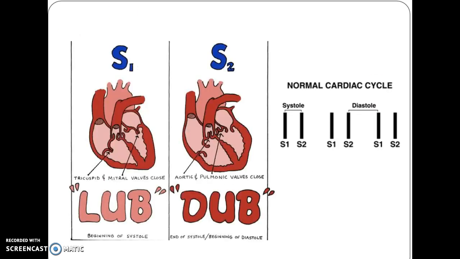So when you're listening to the heart, the first sound you're going to hear is lub. And that's the tricuspid and the mitral valves closing. And it's the beginning of systole. So that is the beginning of the heart contracting. And then the dub sound is the aortic and the pulmonic valves closing. And that's the dub sound.